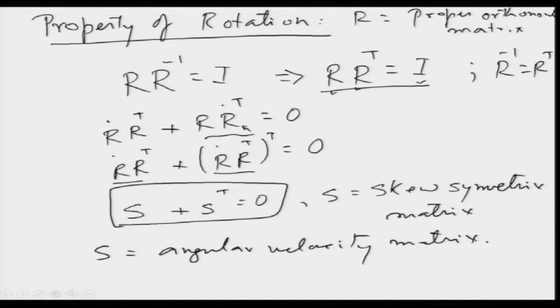Okay. So, we see that our matrix S, which is equal to R dot into R transpose, is a skew symmetric matrix, and it is called the angular velocity matrix. Now, can we go further and look at the rotations in terms of the rotation matrix? So, we know that the velocity of a point, so we can express the rotation matrix.